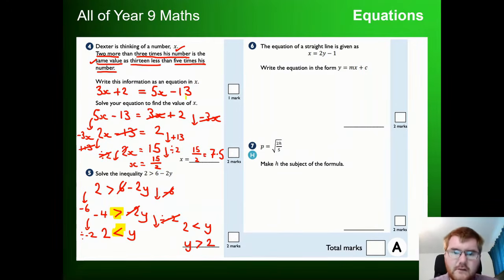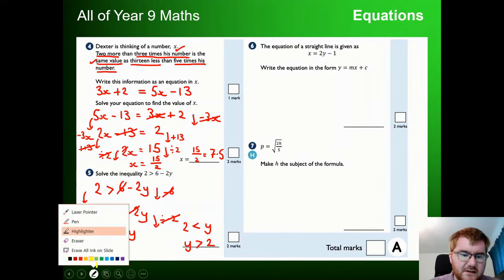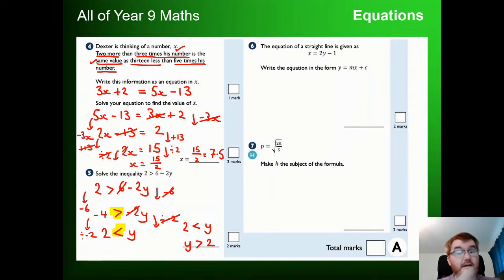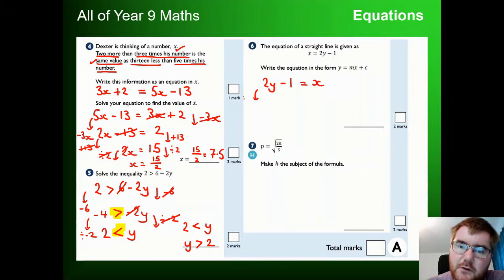Right, question 6. So we have an equation of a straight line, x equals 2y minus 1. Write the equation in the form y equals mx plus c. So we're going to solve it kind of in the same way. We want y on its own. So the first thing I'm going to do, I'm going to put the thing that I want on the left-hand side. You're allowed to do this because it's an equation. At this point, I want to get the y on its own, kind of solve for y. So what's the opposite of minus 1? Well, I'm going to add 1 on both sides.